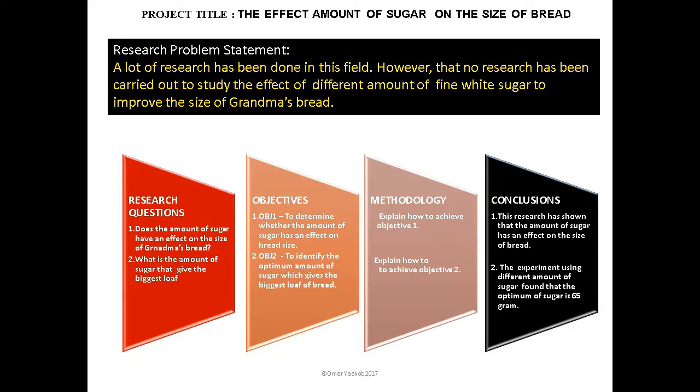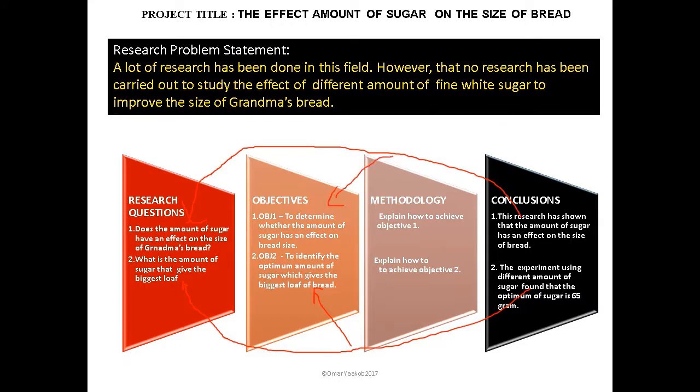This research has shown that the amount of sugar has an effect on the size of bread. So this is a confirmed knowledge that was not known before. Okay, so remember, that's how we relate this conclusion. Before this, we do not know. But now John, after carrying out his experiment or research, has found this. And this is the knowledge found which answered the research question, and of course, solved the objectives. And this solves the problem.